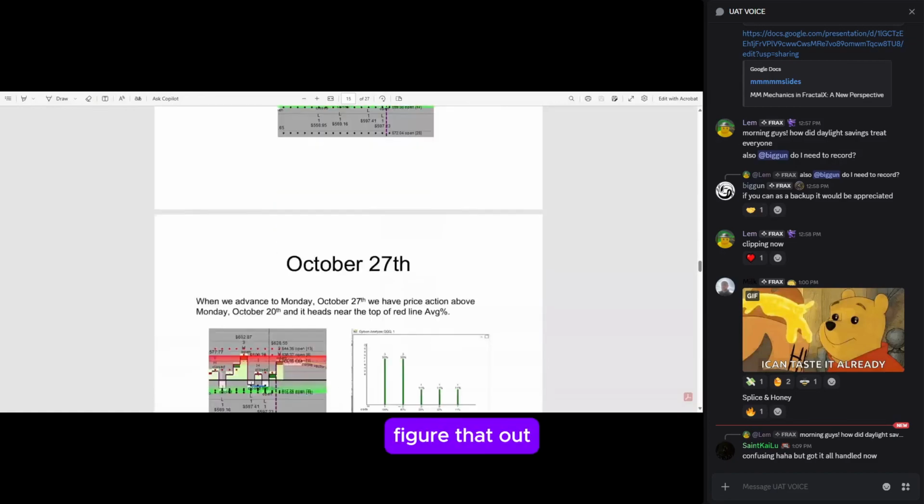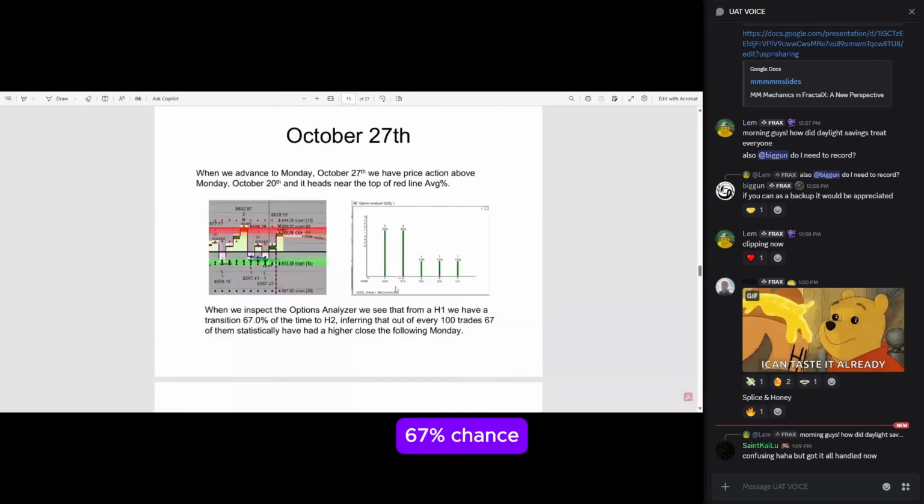So to figure that out in that options analyzer, because I like to do a lot of options, I can see here statistically that we have a 67% chance of going to H2. So I know from October 20th, if I put on a trade long that's below October 20th close, it has the propensity to work out 67% of the time.